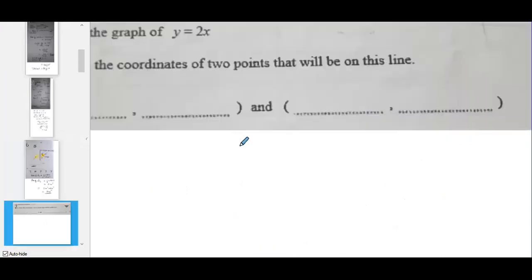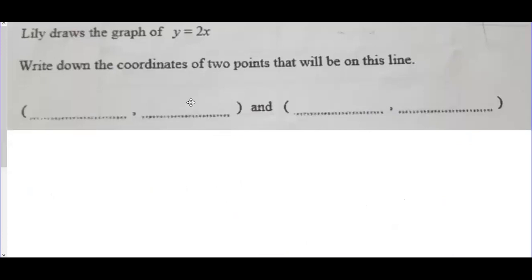Okay, so we have this question here. Draw the graph of y equal to 2x. Write down the coordinates of 2 points that will be on this line.